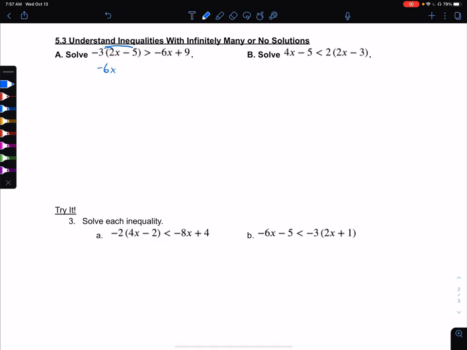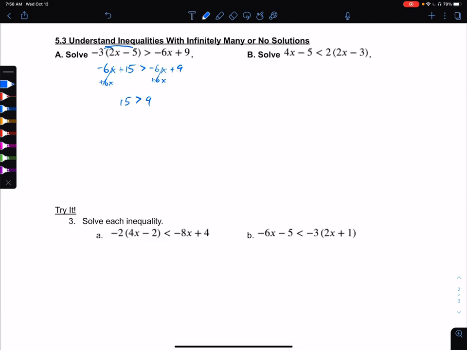I get -6x plus 15, be careful with your signs, is greater than -6x plus 9. I'm then going to try to collect all of my variables on the same side, and to do that, I'm going to add 6x to each side. So I'm trying to move this -6x to the left. What happens is the -6x and the positive 6x cancel out. These also cancel out, and I'm left with 15 is greater than 9.